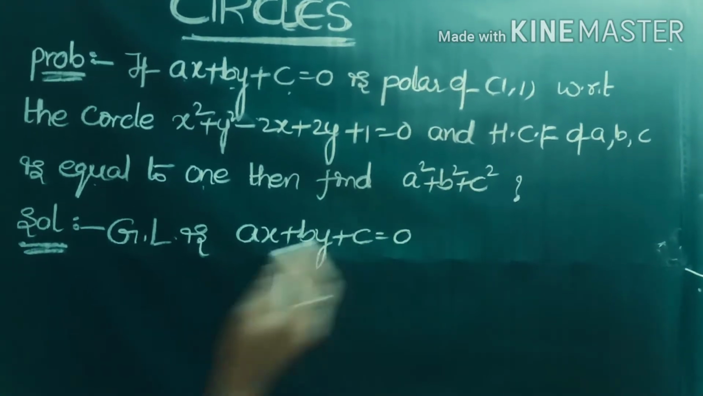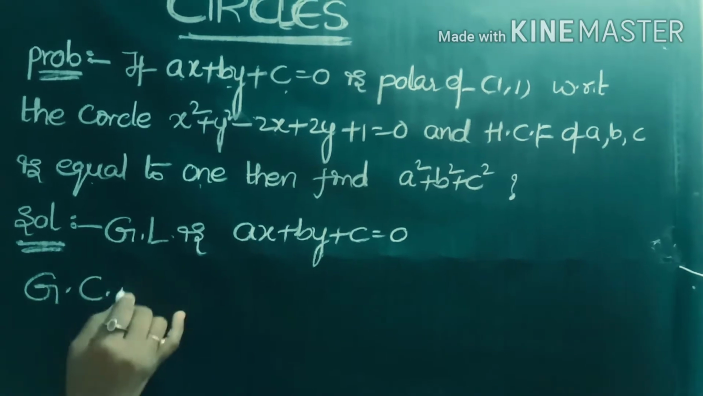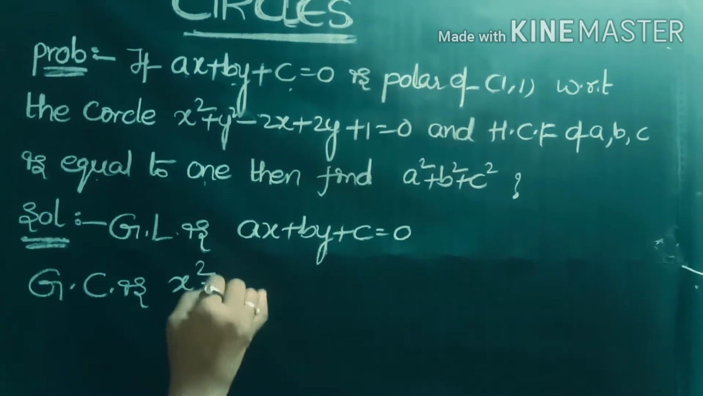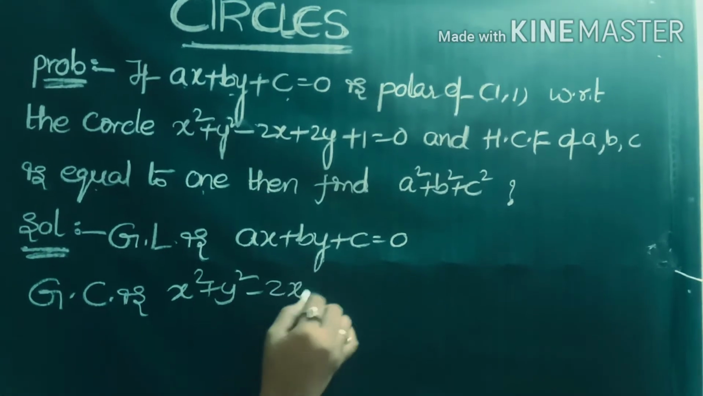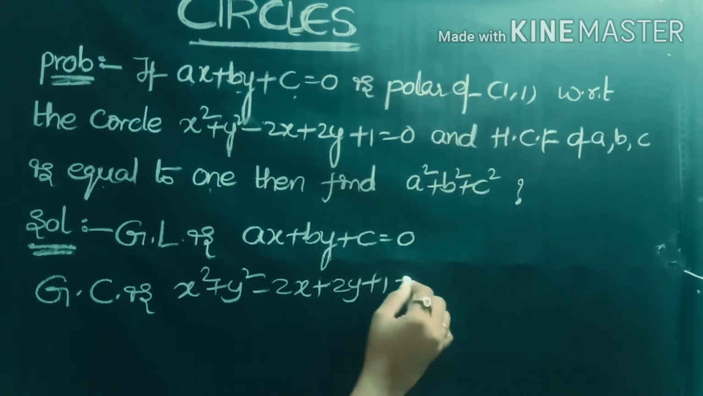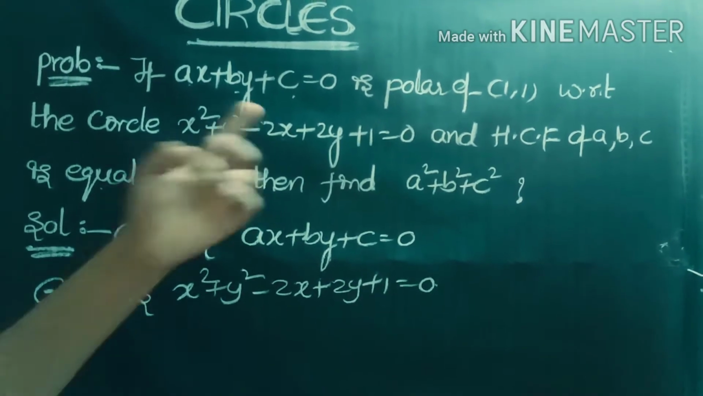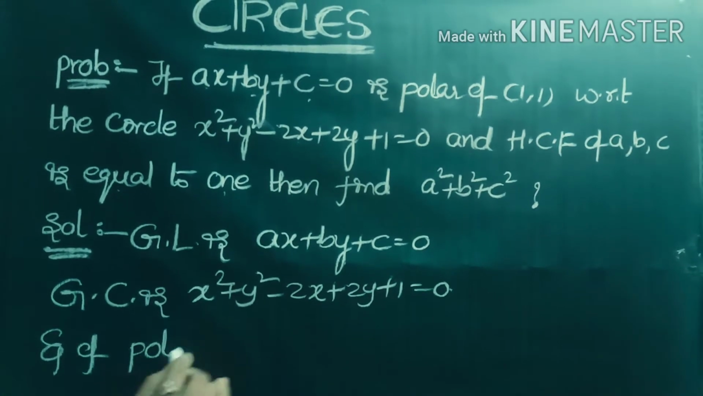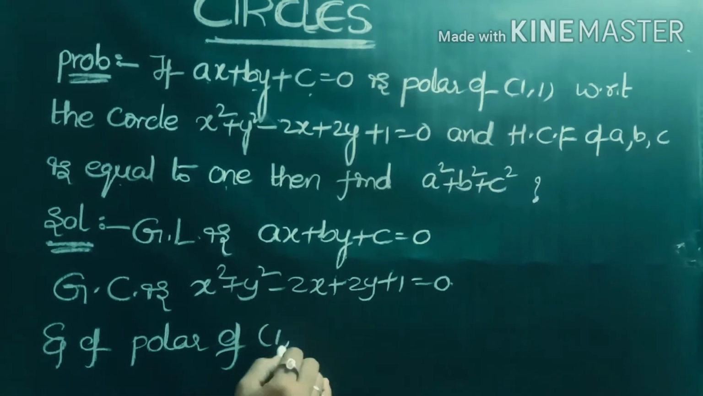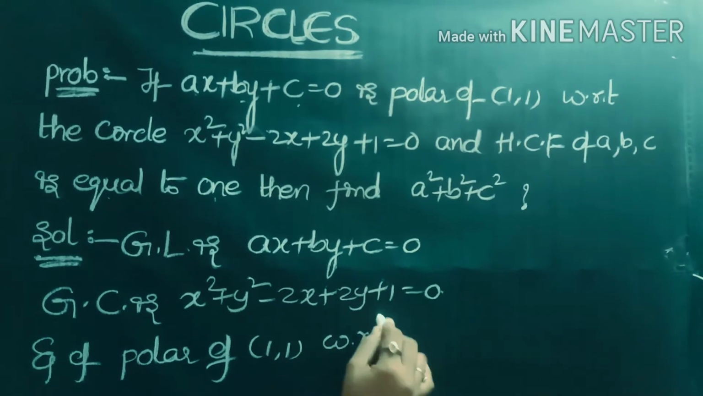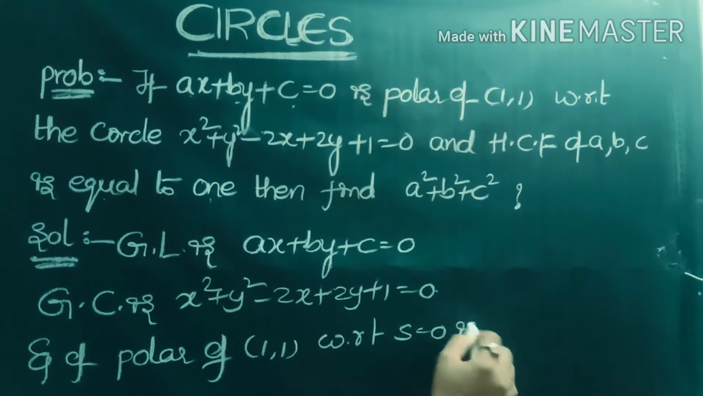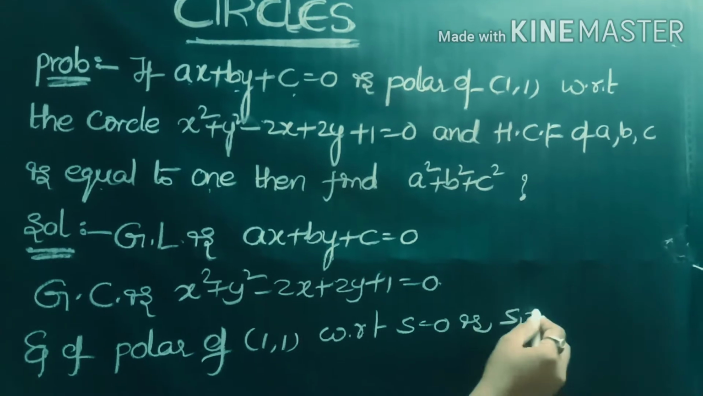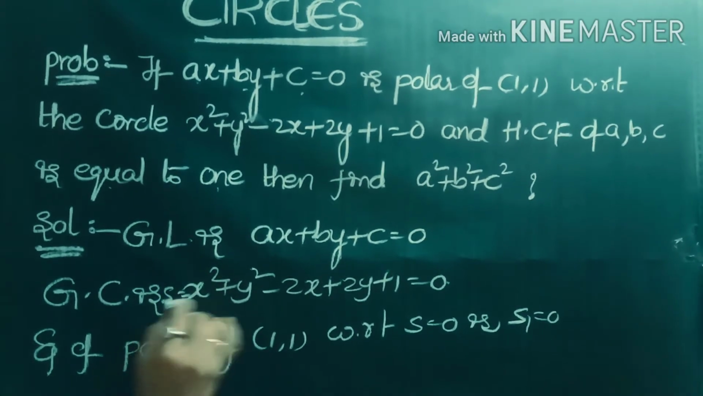Next we write the given circle equation. Given circle is x square plus y square minus 2x plus 2y plus 1 equals to 0. Next, the equation of the polar of (1, 1) with respect to the given circle S equal to 0 is S1 equal to 0. Given circle is S equal to 0.